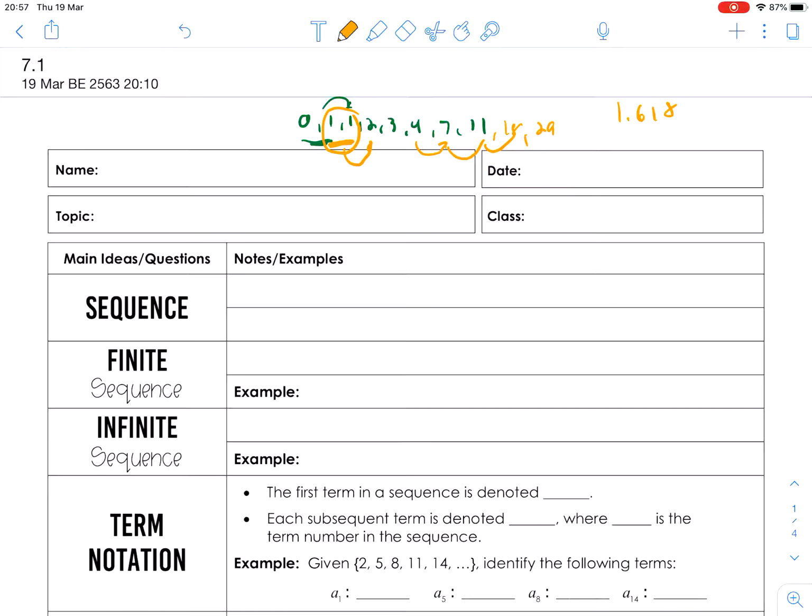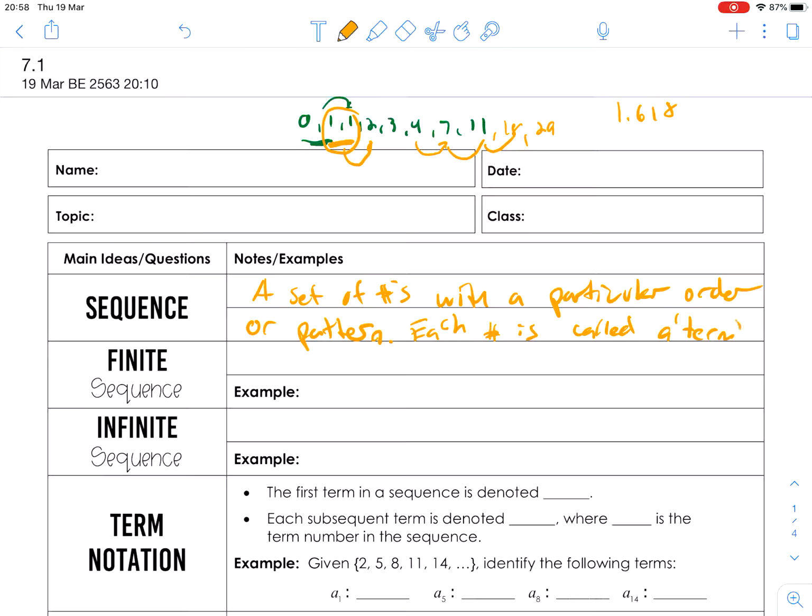So anyways, a sequence. Let's get a definition going here. A sequence is a set of numbers with a particular order or pattern. Each number is called a term. Important to know. And is that true for the Fibonacci sequence? Does it have a particular order or pattern? It does. The pattern comes from the two previous numbers being added together.